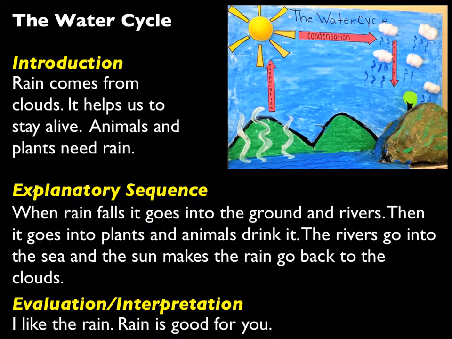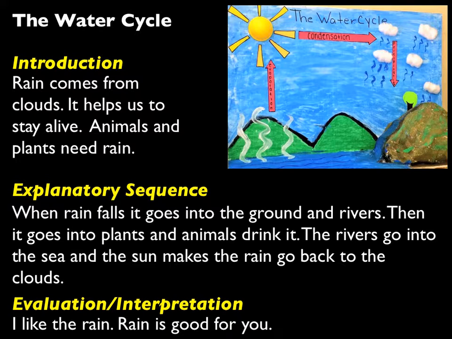So this piece has the following stages: introduction, explanatory sequence, and then evaluation, interpretation. So instead of the usual classification description, we're here given some information about one aspect of the process about to be explained. Now the last stage is very typical of young writers' text. It's kind of cute, isn't it? I like the rain. But it's not usually appropriate in a technical explanation, but you know, it's great, isn't it?